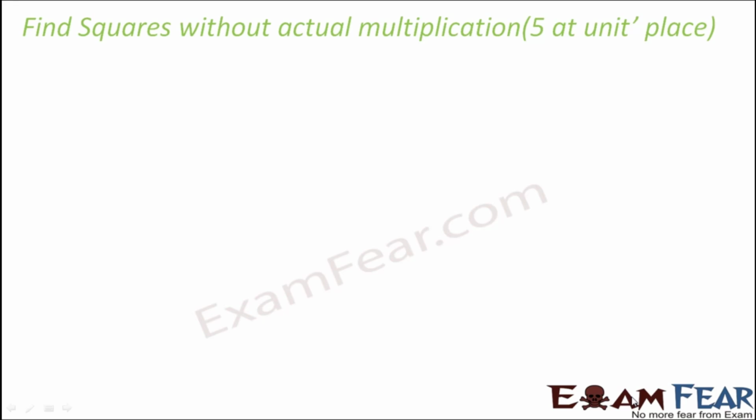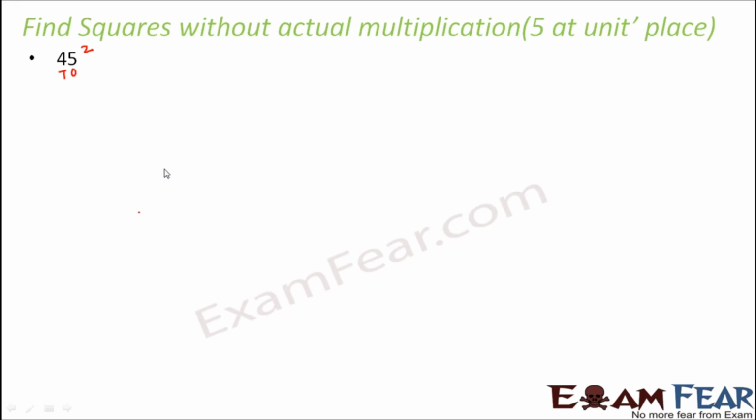Let's try to find squares for numbers ending with 5, that is, those numbers which have 5 at their units place or ones place, whatever you call it. This is the units place or ones place, this is the tens place. Let's say we have the number 45 and you have to find the square of 45. Here also we will not do actual multiplication. Instead, we will follow the same technique, but here we will see one interesting thing.